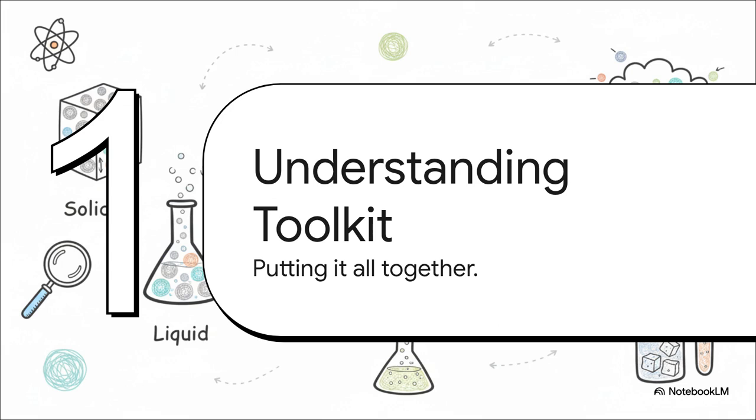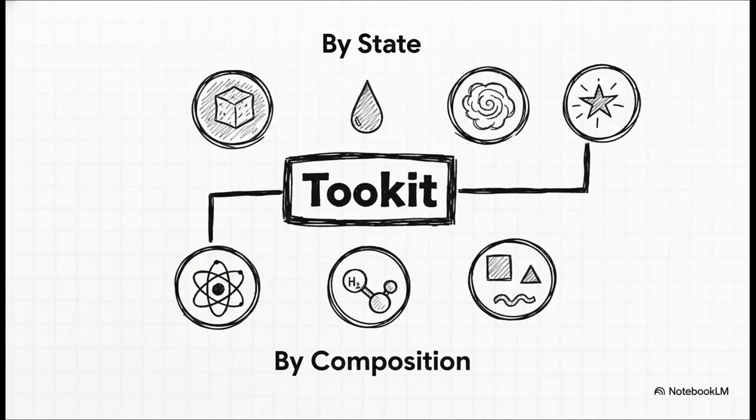So, let's bring all these ideas back together. We've looked at the different states of matter and the different ways it can be composed. What you really have now is a kind of mental toolkit for classifying almost anything you run into in the real world. And here's that toolkit. It really just comes down to asking two simple questions. First, how does it exist? Is it a solid, a liquid, a gas, or even plasma? And second, okay, but what is it made of? Is it a pure element, a chemically bonded compound, or just a physical mixture of different things?